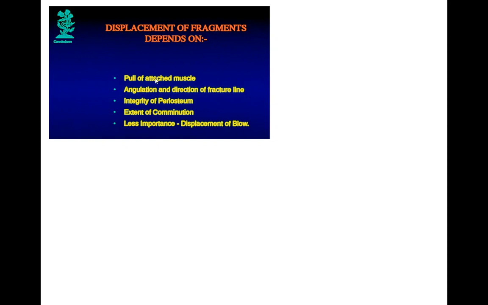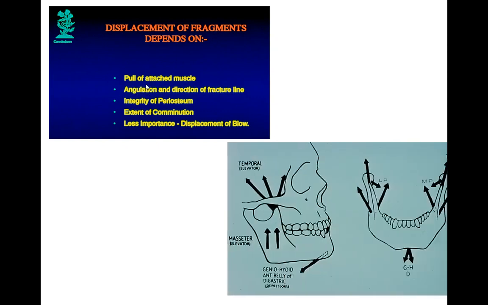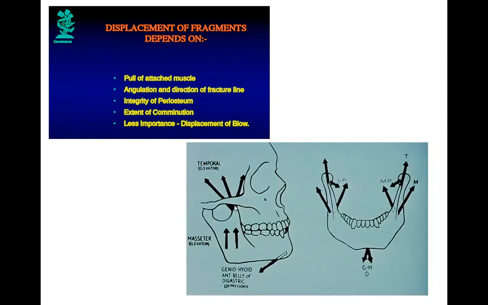Displacement of fragments depends on the pull of attached muscles. Here, the temporalis, here the masseter. Medial to that is the medial pterygoid. This is the geniohyoid and the anterior belly of the digastric. All these muscles exert a pull on the fracture segments. Also, the angulation and direction of the fracture line, integrity of the periosteum, and extent of comminution matter.